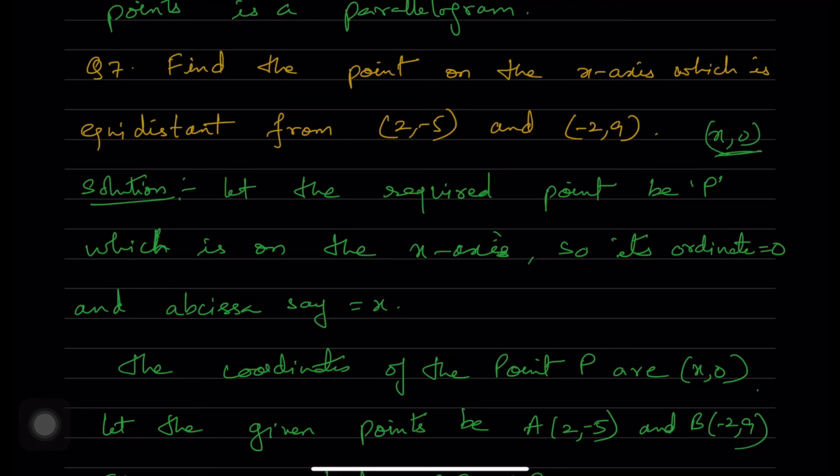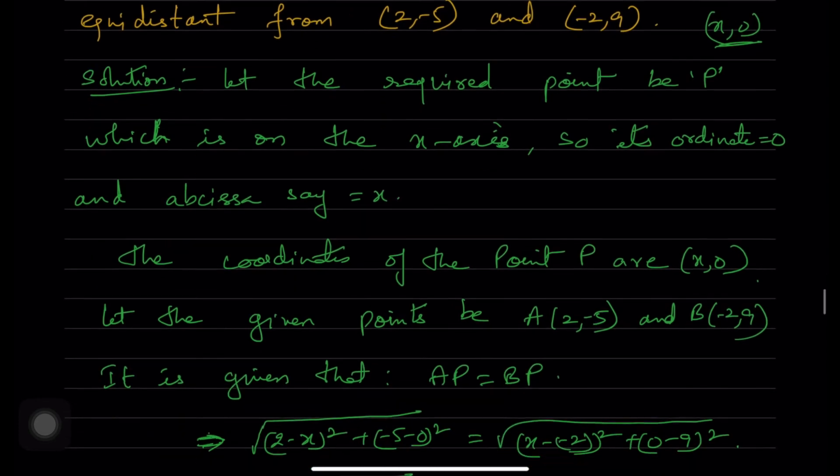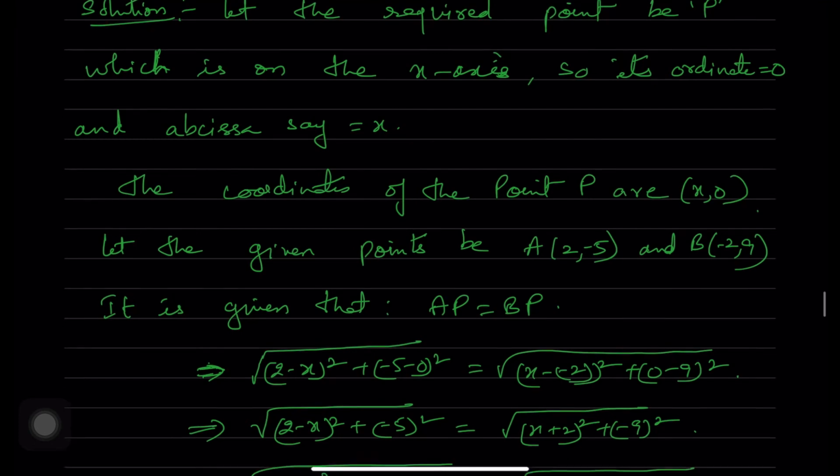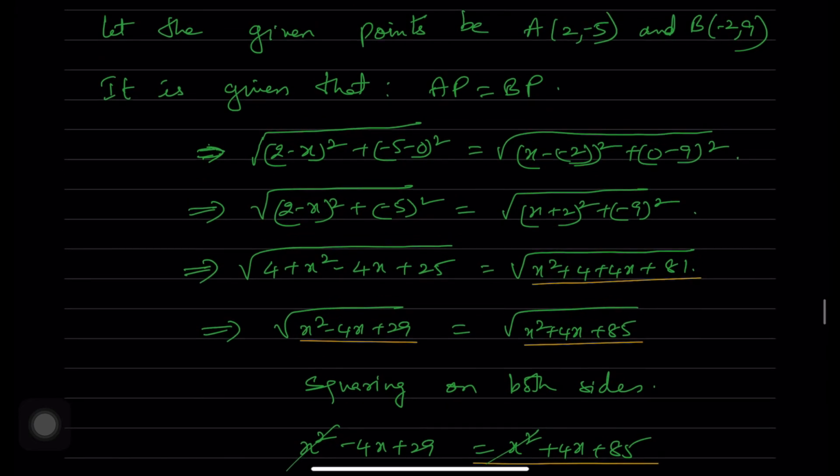Now this point P is equidistant from 2 points, that is (2, -5) and (-2, 9). So the coordinates of the point are (x, 0). Let the given points be A(2, -5) and B(-2, 9). It is given that AP is equal to BP, which is equal to the square root of (2 minus x) whole square plus (-5 minus 0) whole square, which is equal to the square root of (x minus (-2)) whole square plus (0 minus 9) whole square. So this implies the square root of (2 minus x) whole square plus (-5) whole square is equal to the root of (x plus 2) whole square plus (-9) whole square.